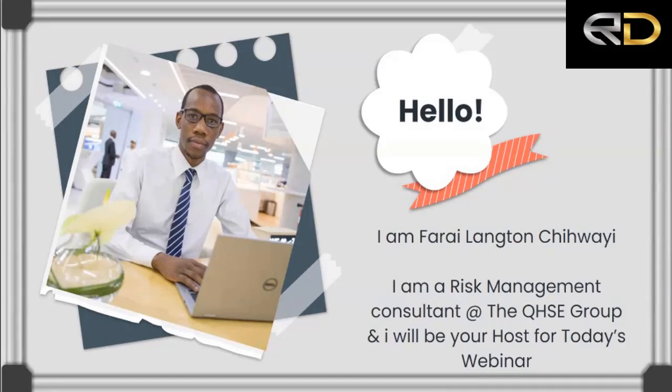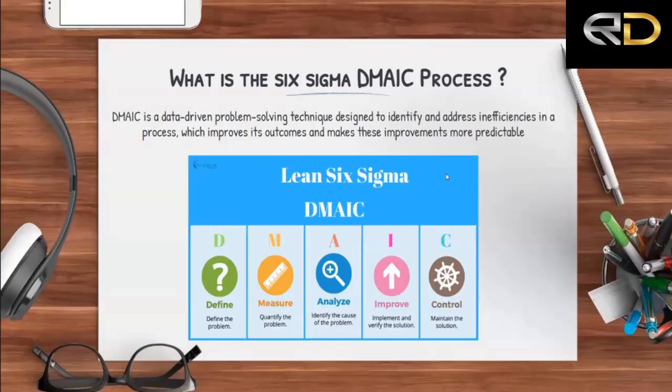So we are now going to start off by explaining the definition of what exactly we are trying to do here, and how exactly you can use Lean Six Sigma. Today's training, what you're going to do in the next 90 minutes, is going to focus on identifying and addressing inefficiencies in a process.